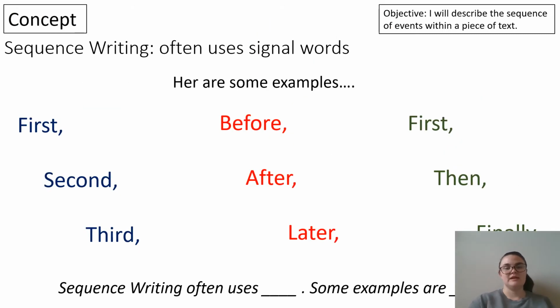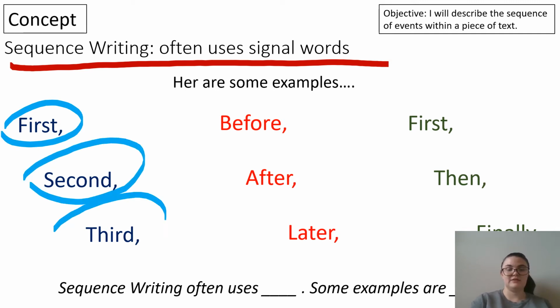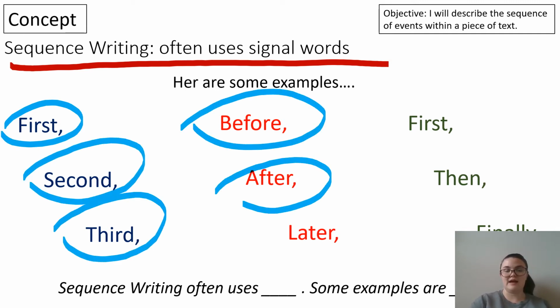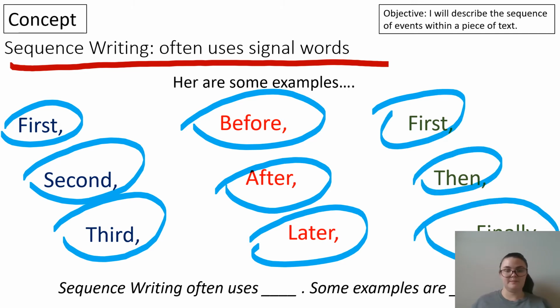Sequence writing often uses signal words or transition words. Here are some examples. We have first, second, third, before, after, later, first, then, and finally. Each one of these words helps us know the order in which things are happening.